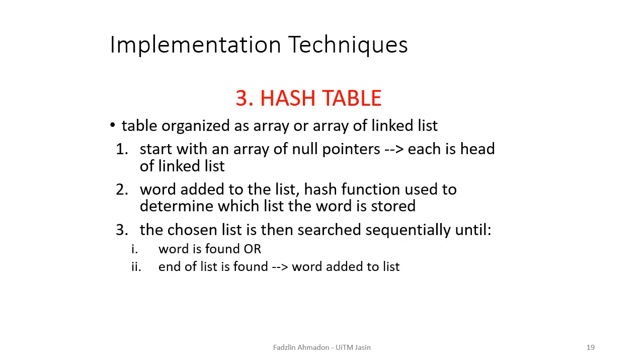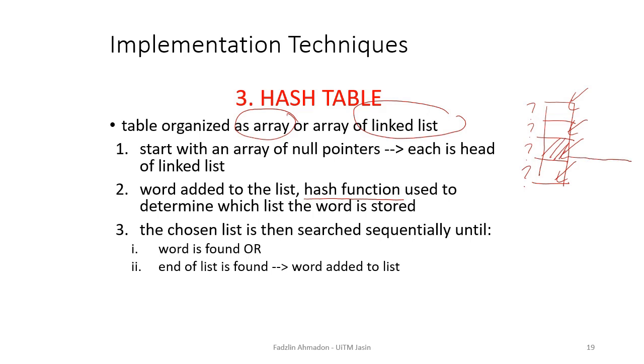So in this technique, the table will be organized as an array or array of linked lists. We will start with an array of null pointers of a specific size. So this array is null, and each of these is the head of a linked list. The word will be added to a list, and a hash function will be used to determine where we start the list. So for the chosen list, for example, if we have chosen this list, we will search sequentially until the word is found, or if it's not found, it will be added at the end of the list.